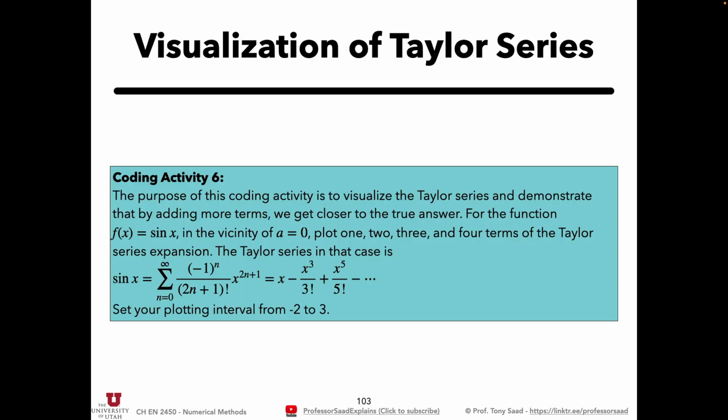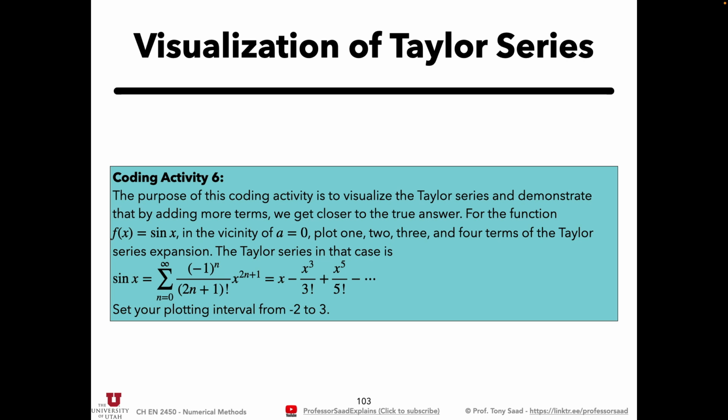Grab your Jupyter notebooks. We will work on this together. The purpose of this coding activity is to visualize the Taylor series and demonstrate that by adding more terms, we get closer and closer to the true answer. For the function f of x equals sine x in the vicinity of a equals 0, so right around the origin, okay, we will plot 1, 2, 3, and 4 terms in the Taylor series expression.